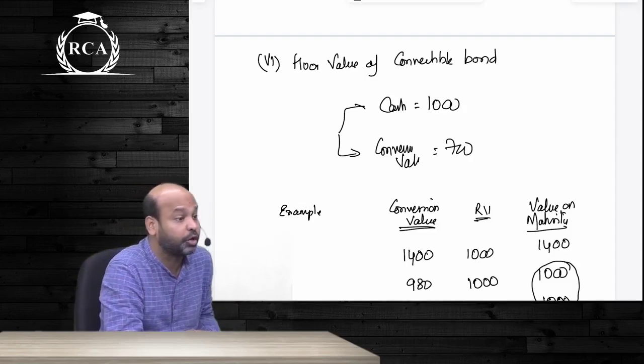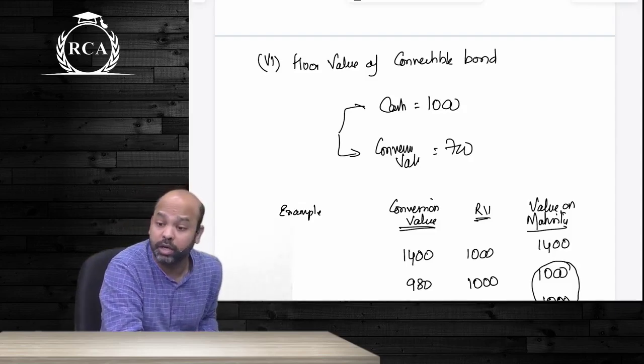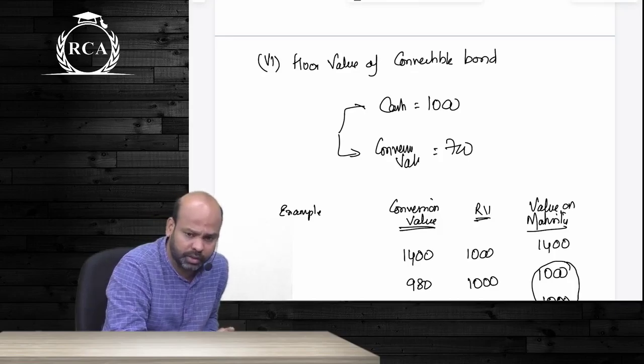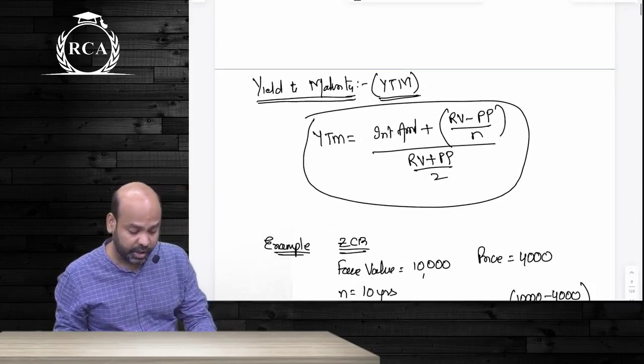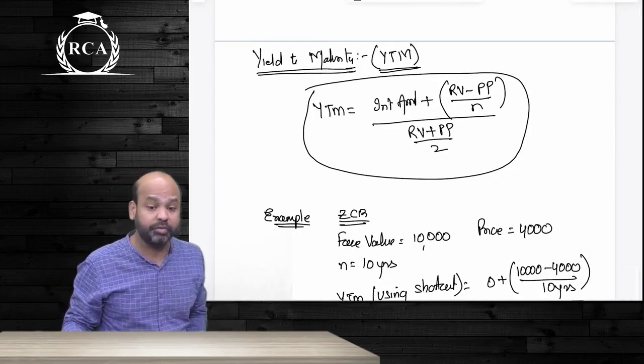This is how you're going to determine floor value of a convertible bond. Are we clear about this? After this, beta, we did the concept of computation of yield.